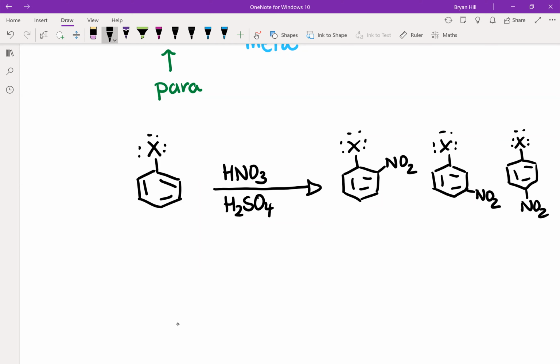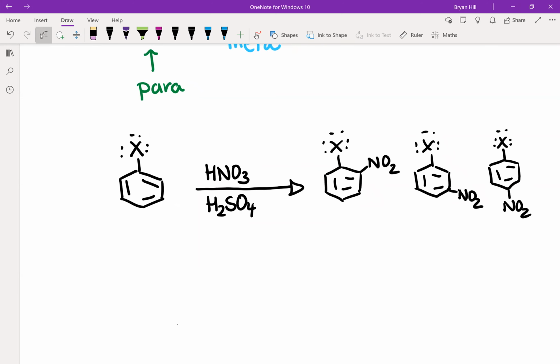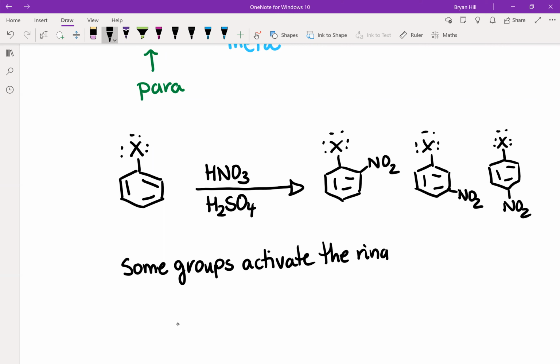Where it goes, we're going to talk about that in a second, but there's another thing which is really important. And when I wrote X, I guess I should probably write Y. What I'm going to say is that some groups activate the ring. When you activate the ring, you're putting more electron density on the ring. So this would mean that the reaction is faster.